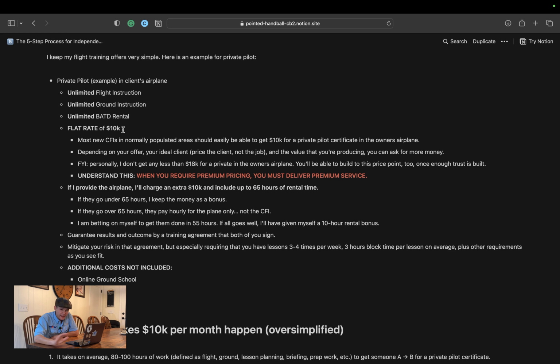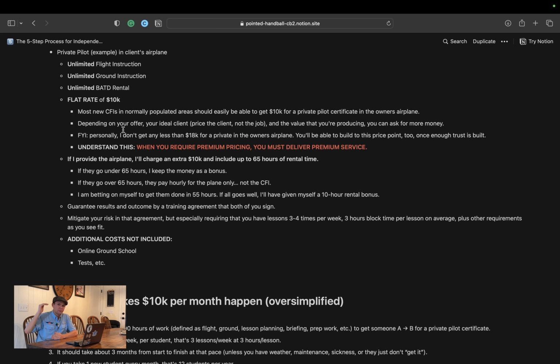Now, basically, any CFI can charge $10,000 and get someone their private pilot certificate in the owner's airplane. Now, depending on your offer, of course, and your client, you can ask for more money if you're providing more value. Me personally, I typically don't charge less than $18,000 if I'm doing a private in someone else's airplane. And getting to that price point or higher is really based on your trust and credibility, which comes over time, but can be shortcutted through having a solid program, the solid plan, and building trust in ways other than credibility.